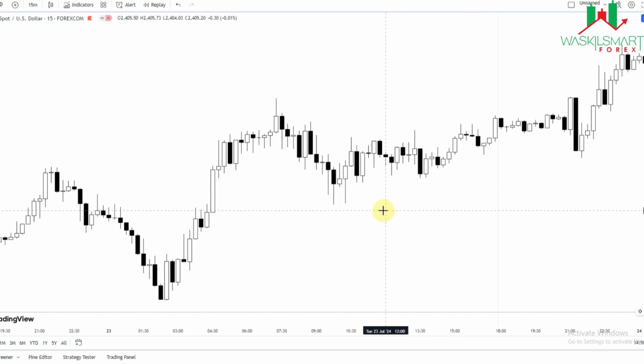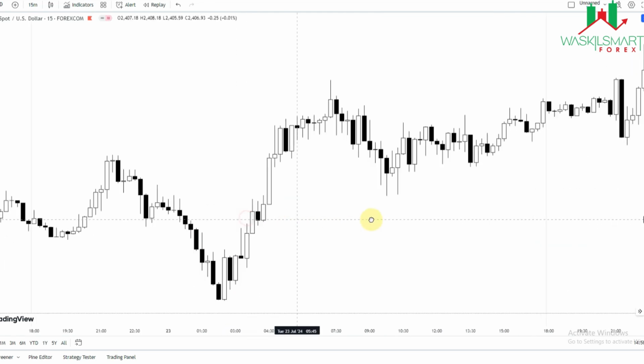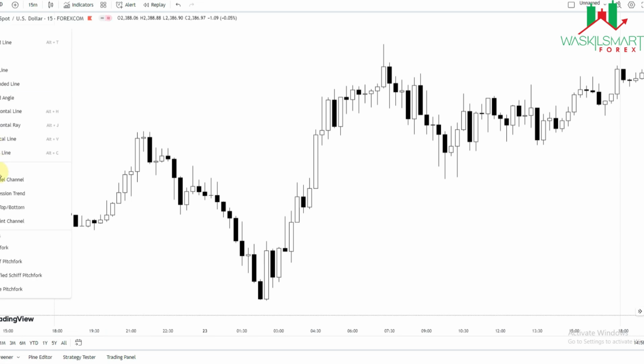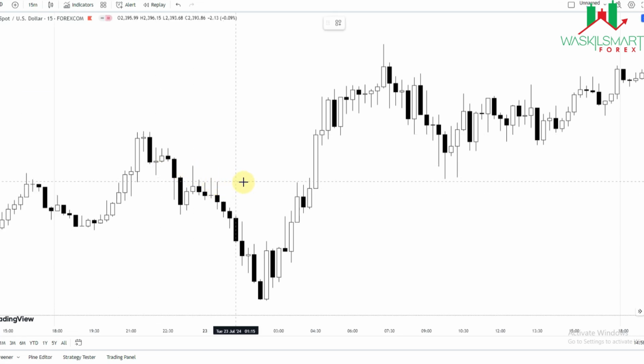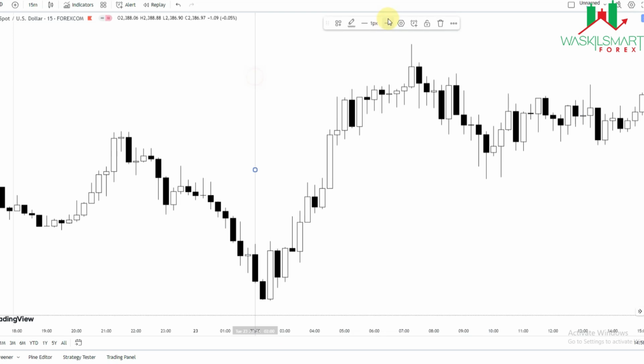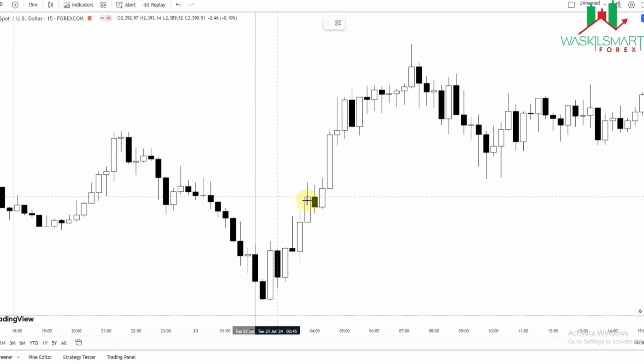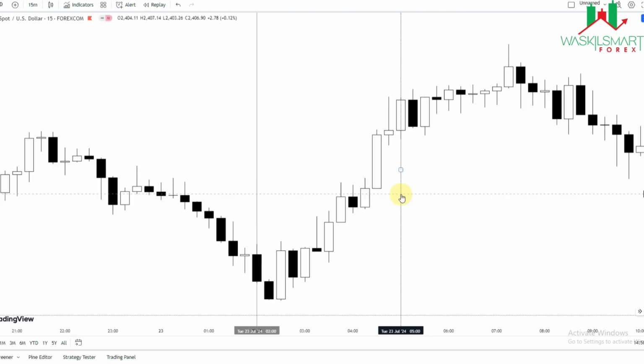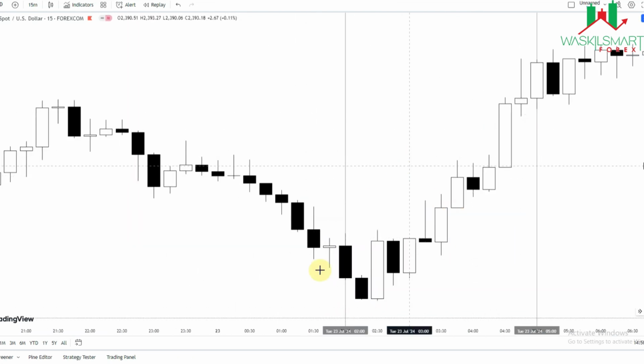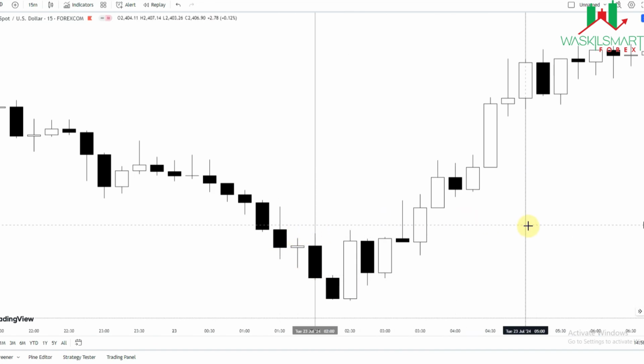So the first kill zone we are looking at is the London kill zone. The London kill zone starts from 2 o'clock a.m., you can see 2 o'clock a.m. here, to 5 o'clock a.m. So this is 5 o'clock. Which means you want to look at this whole time gap from 2 a.m.